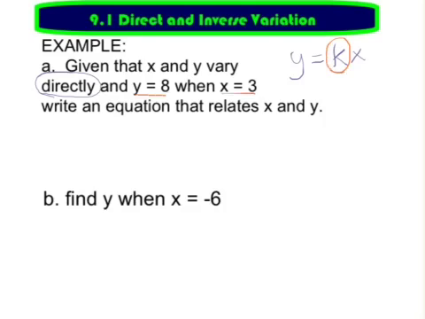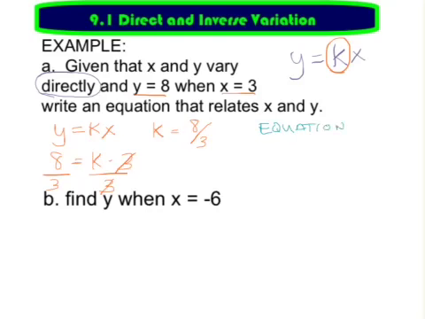Well, I'm told that x and y are 3 and 8. So into my generic model, I will plug in 8 for y. I don't know k, but I do know that x is 3. Once I've plugged in x and y, my job is to solve and find k. So I'm going to divide by 3, and that will cancel, and I will come up with that my constant is 8/3. I could write it as a decimal if I wanted to, but I'm going to keep it as a fraction. Once I have my k, my last step is to write that equation, or sometimes we call it a model, that relates the two variables.